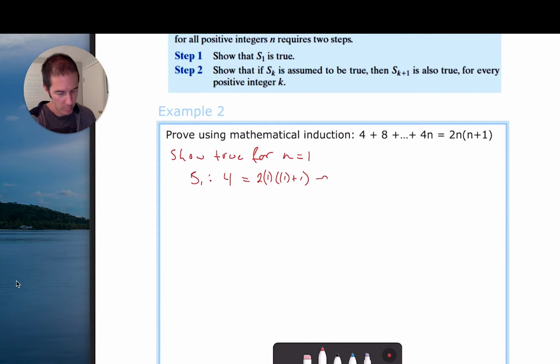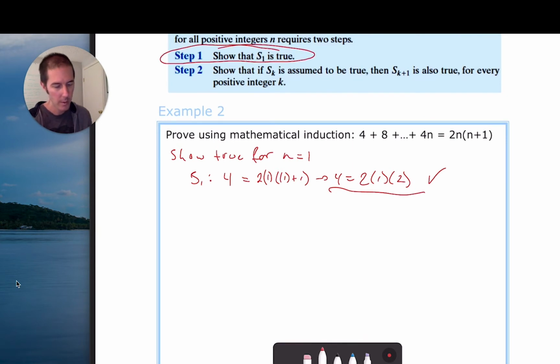Is this true? Does 4 equal 2 times 1 times 2? Yes. Have we shown that S sub 1 is true? Does 4 equal 4? Yes. So step 1 is complete.